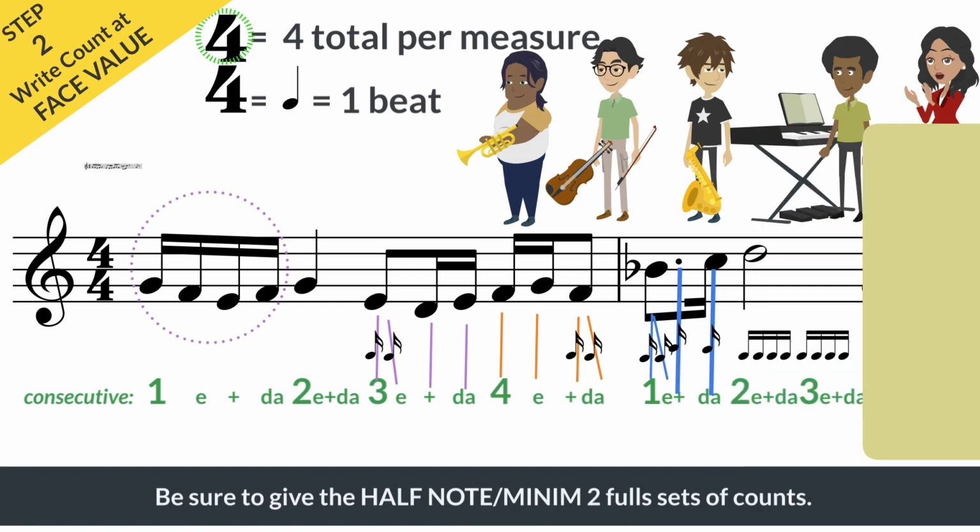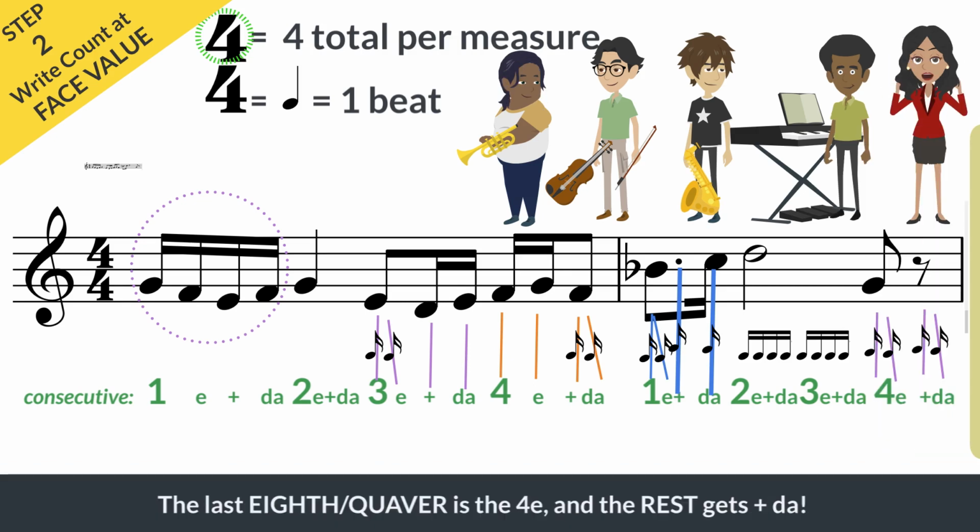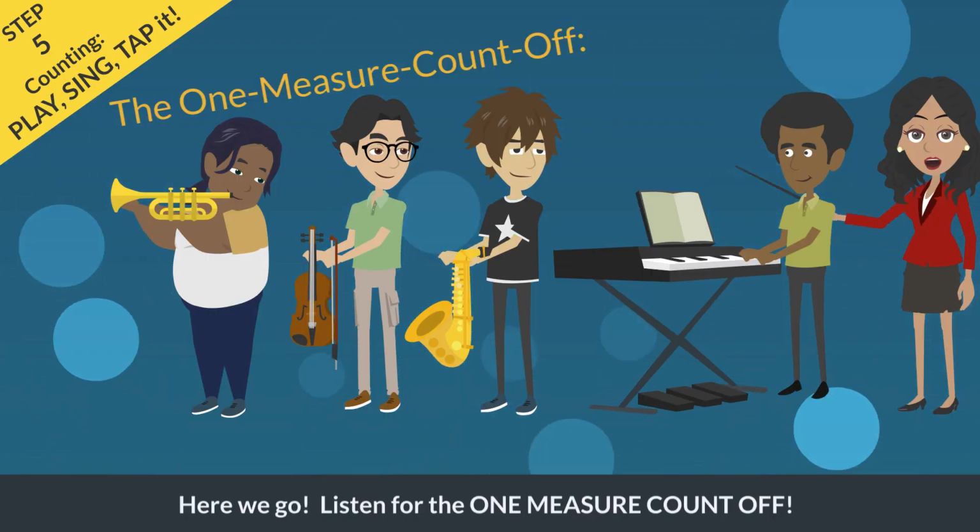Be sure to give the half note or minim 2 full sets of count. The last 8th quaver is the 4 E and the rest is the and A. Here we go. Listen for the 1 measure count off.